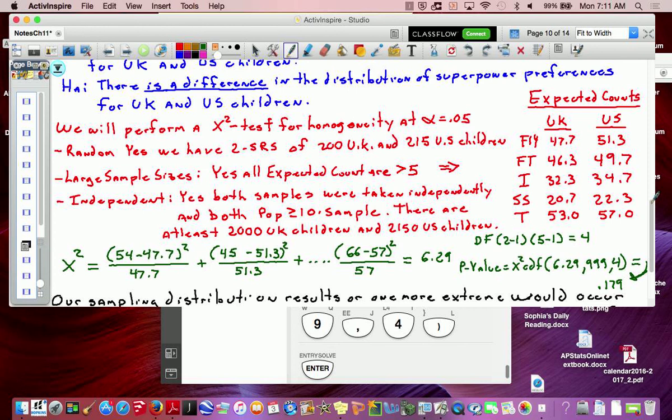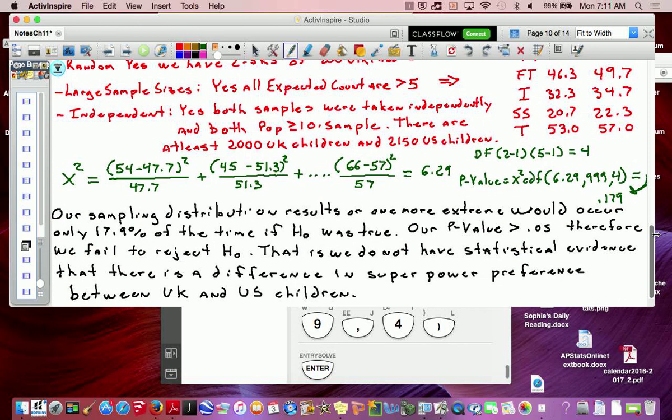In this particular case, that would tell us we would not be rejecting, meaning our sampling distribution, the one that we got, or one more extreme, would occur 17.9% of the time if the null hypothesis was true. P-value is greater than 5%, so we're going to fail to reject the null hypothesis, meaning we do not have statistical evidence that there's a difference in superpower preferences between UK and US children.